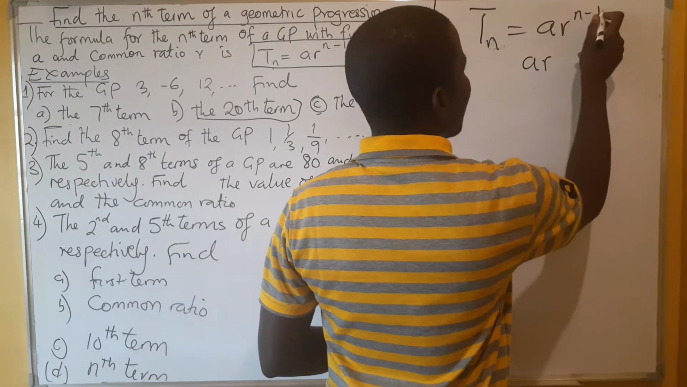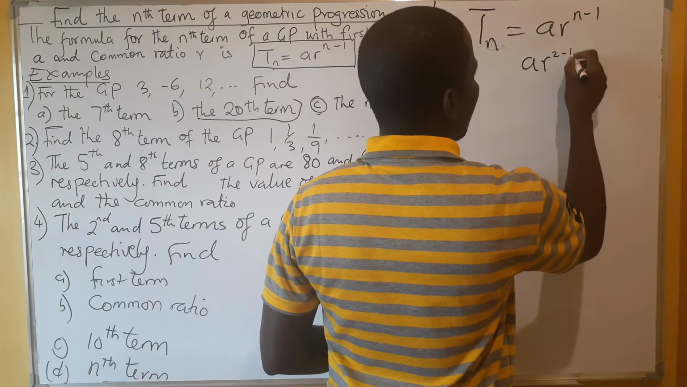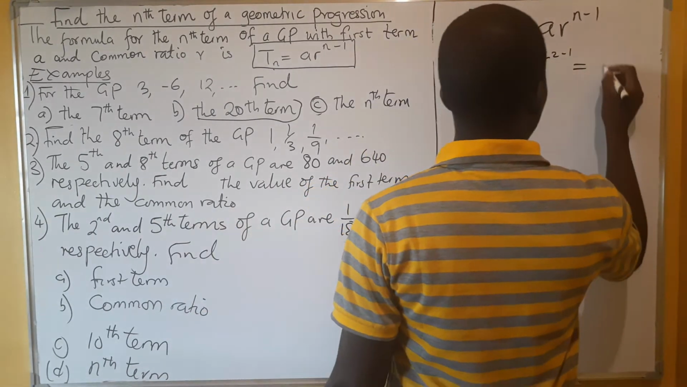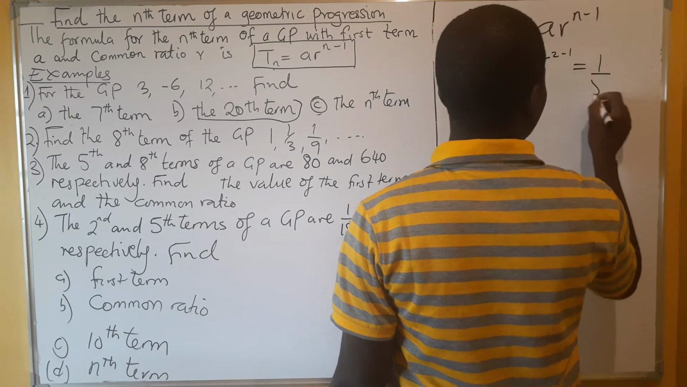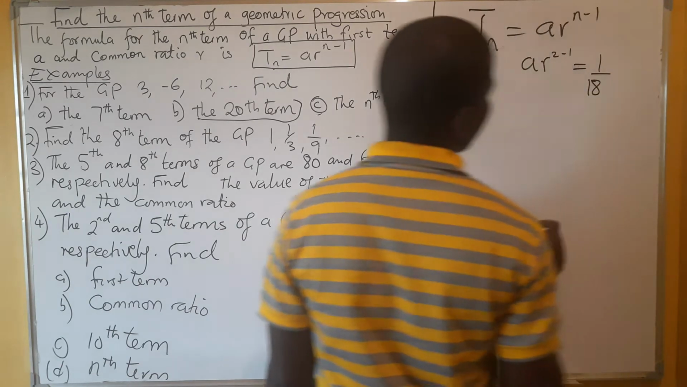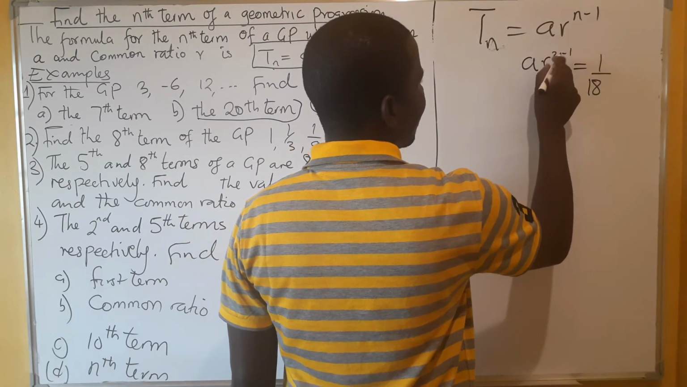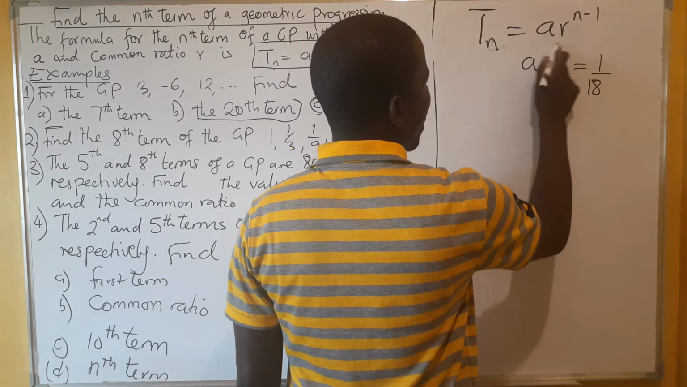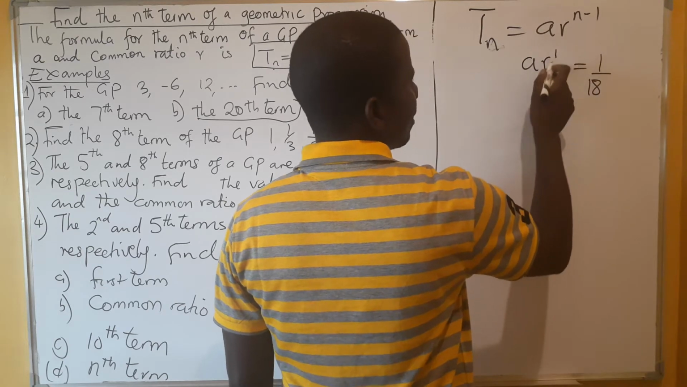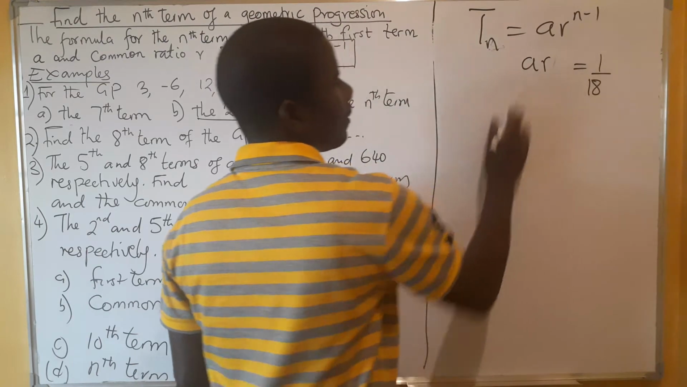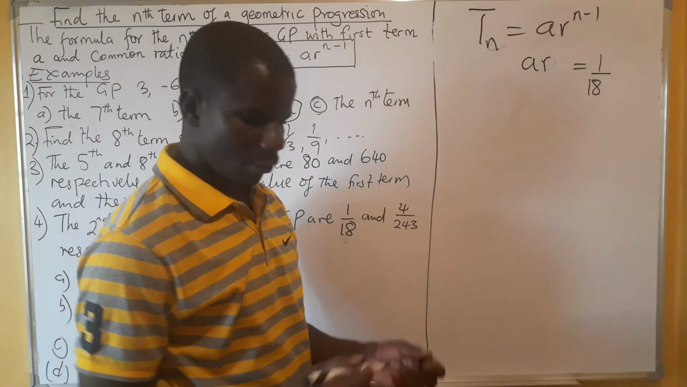If you say 2 minus 1, it's going to be what? What is our second term? 1 over 18. So this goes further. Now we can simplify: this is 2 minus 1, it is going to be 1. And it is r to the power 1, it's the same as just r, like that. Okay? Take note of that.